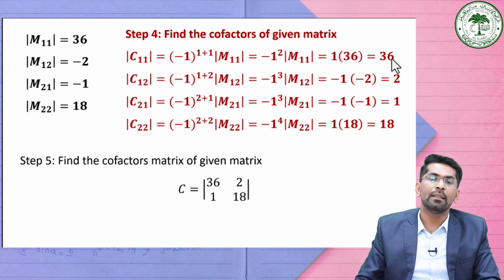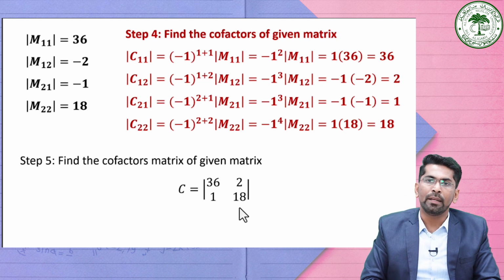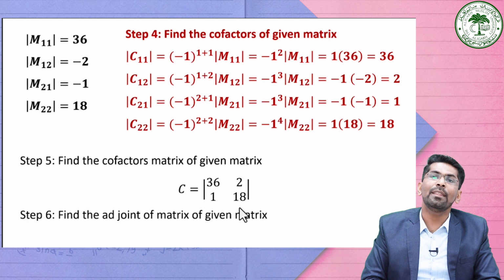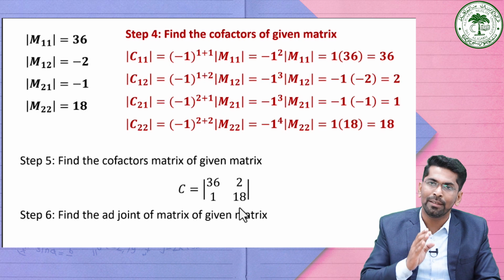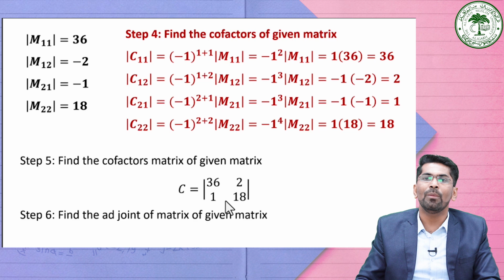It will become C36, 2, 1, 18. So this is the cofactor matrix. After finding the cofactor matrix, the next step is to find the adjoint of a matrix. You know how to find the adjoint of a matrix? If you take the transpose of a cofactor matrix, then it will become the adjoint.